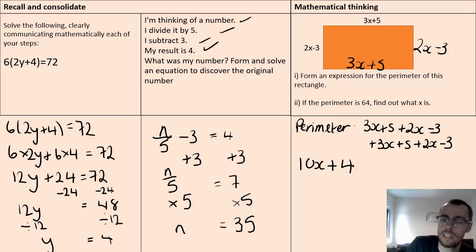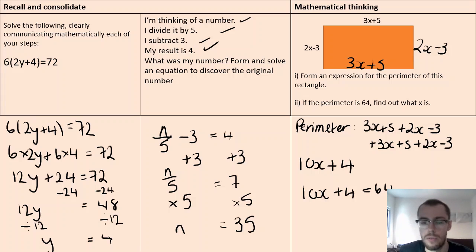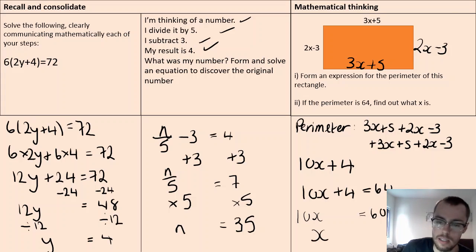So now we're taking this expression for our perimeter, and we're told that that is actually equal to 64. So we're going to form an equation. First thing I'm doing is subtracting 4 from both sides again because my head's in the way. I'm going to try and squeeze this onto the left. So taking 4 from both sides gives us 10x equals 60. And then finally we're going to divide both sides by 10. x is equal to 6.